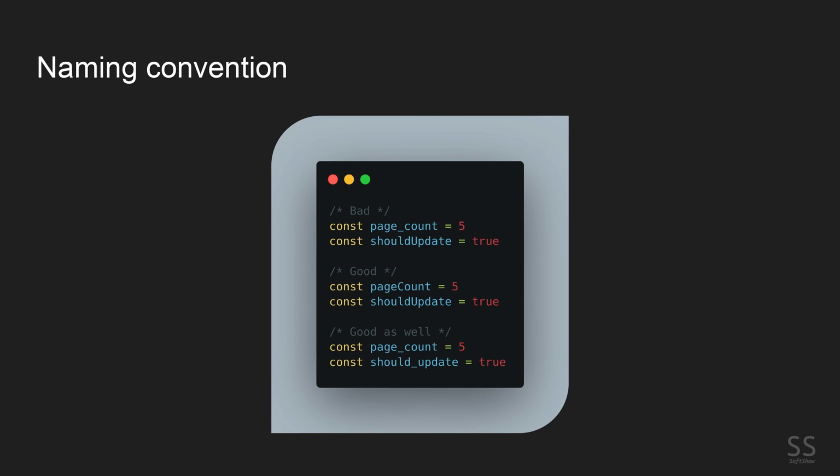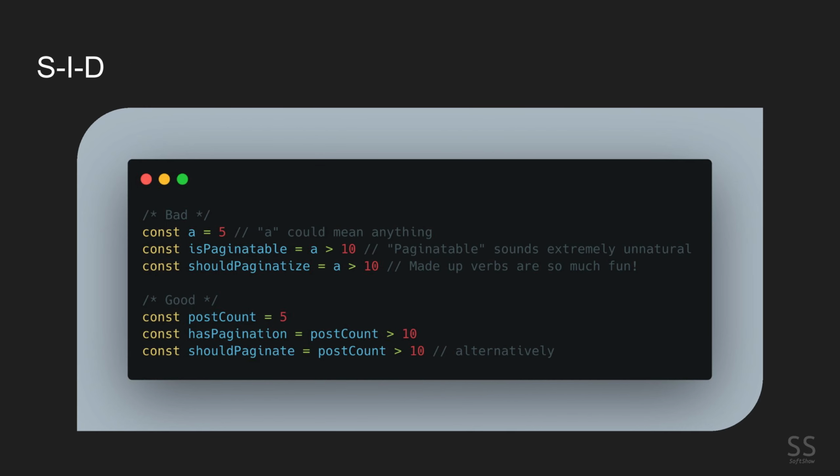Naming conventions. Pick one naming style and stick to it, whether it's camel case, Pascal case, or snake case. Keep it consistent. Some languages have specific traditions, so be sure to check the documentation or explore popular GitHub repos for inspiration. A good name is short, intuitive, and descriptive.